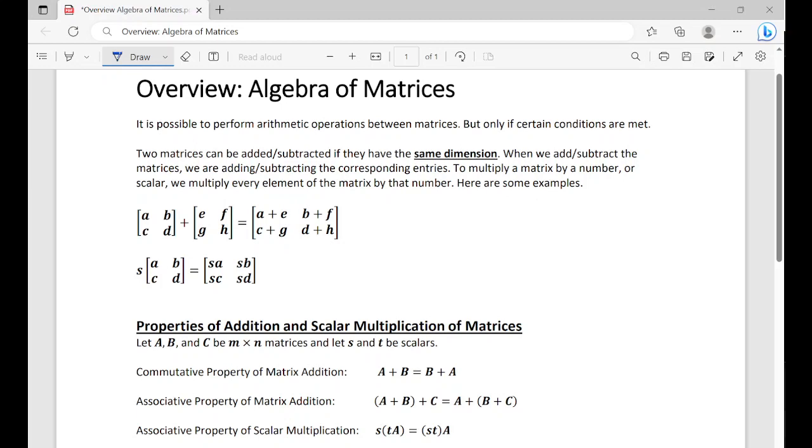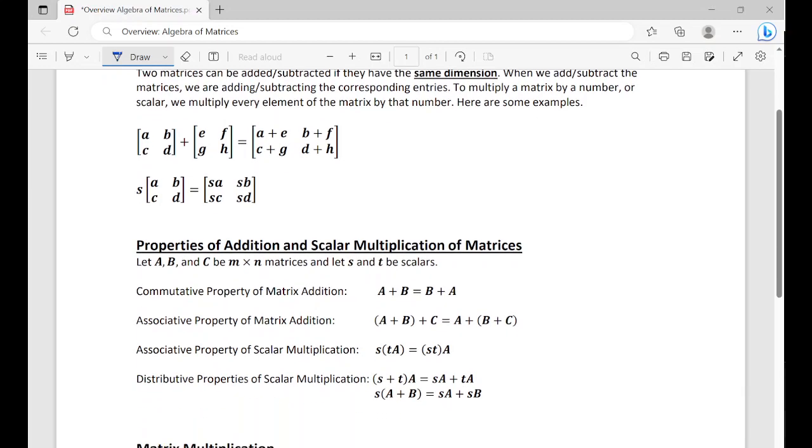Here are some examples. Let's say we have a 2 by 2 matrix and we add another 2 by 2 matrix. When we add these together, it's going to be A plus E to get this entry here, B plus F to get this entry here, C plus G to get this entry, and D plus H to get this entry. To add or subtract two matrices, they have to be the exact kind of matrix that the other is. They have to be the exact same.